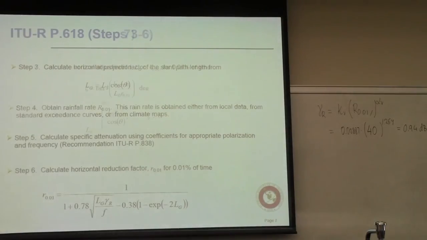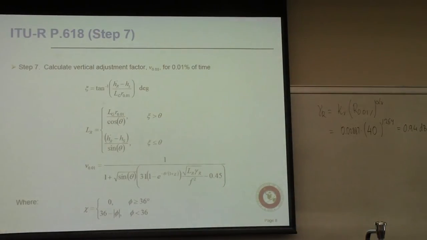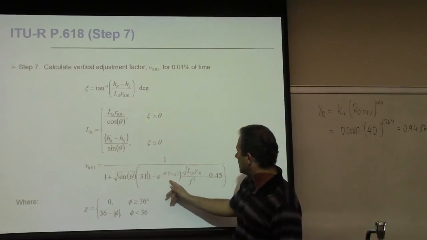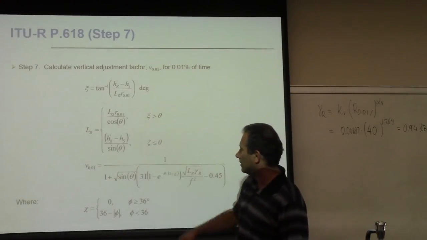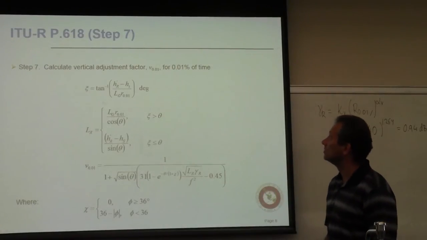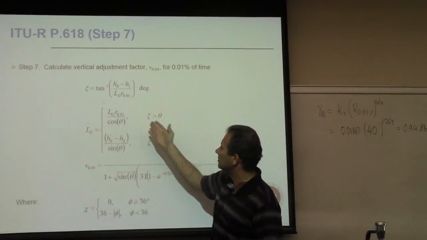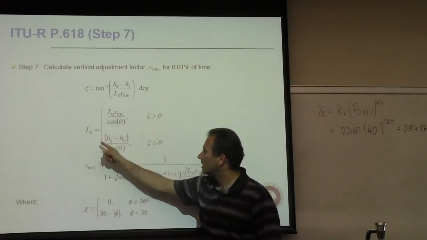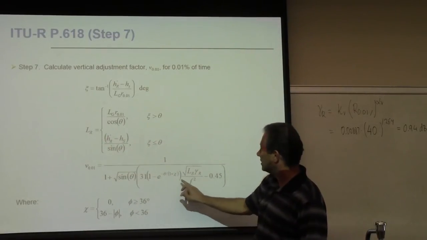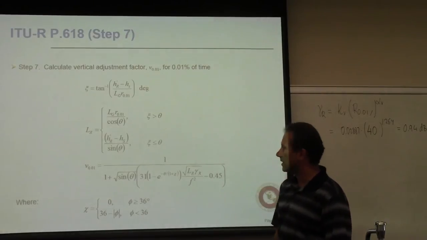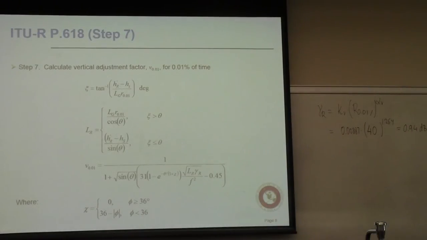And then you have your vertical adjustment factor, which is even more complex. You calculate this psi first, and then you plug that into this equation here, so it takes a little bit of patience to go through all these equations to evaluate. But you calculate this, and then if it's greater than theta, you use this equation. If it's smaller than theta, you use this equation. And once you have LR, then it plugs in here, and this side is obtained as a function of the altitude of the earth station. Obviously, this comes from a history of measurements taken in many different locations, many different altitudes.